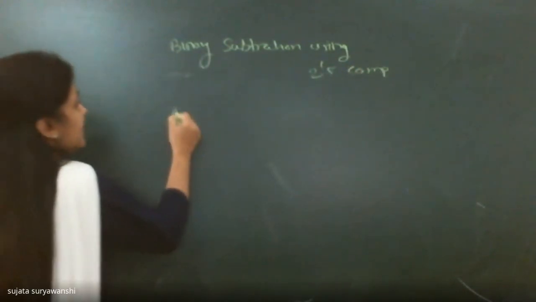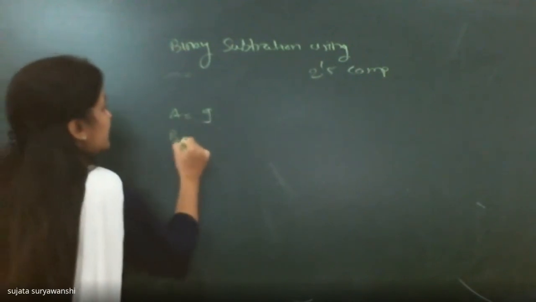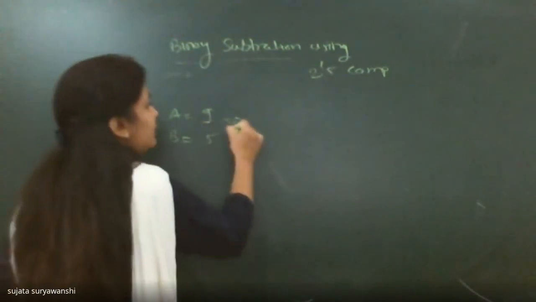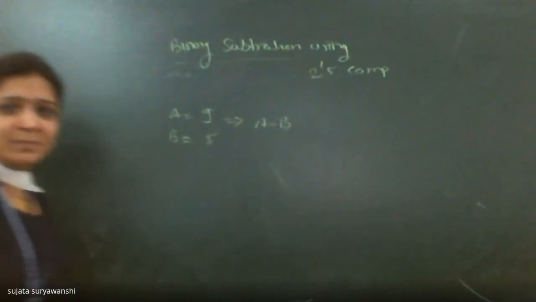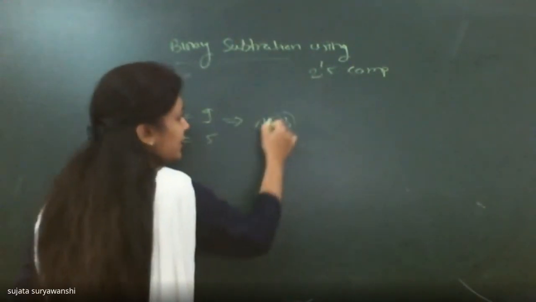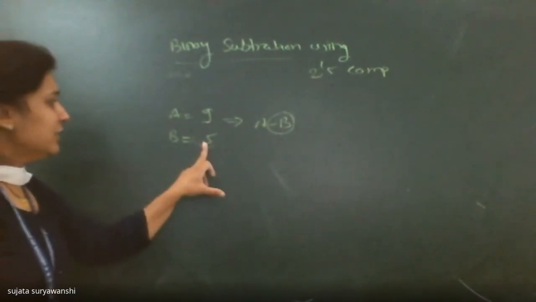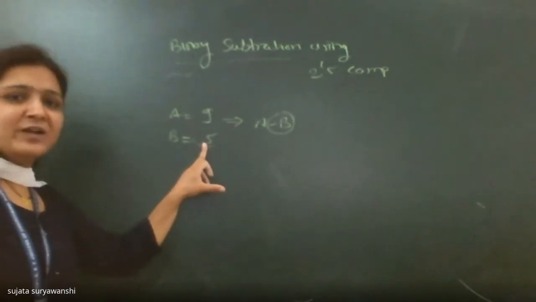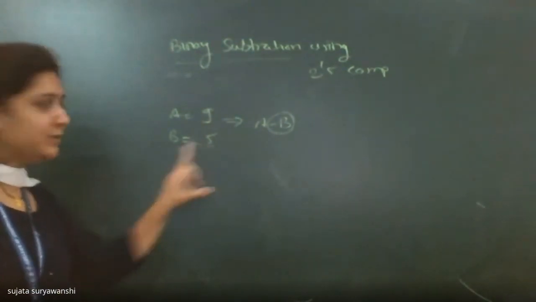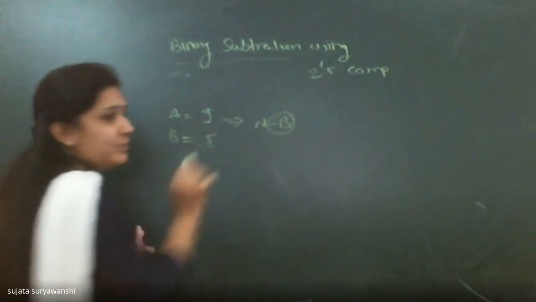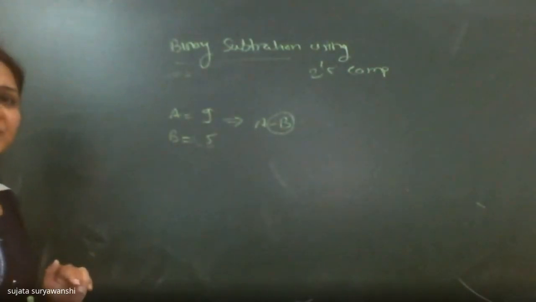Suppose A is equal to 9 and B is equal to 5. You have to perform the subtraction using 2's complement method, like this: A minus B. Minus B means negative B. So here B is equal to 5. As we have to perform A minus B, we have to take 2's complement of B first and then simply add it to A.